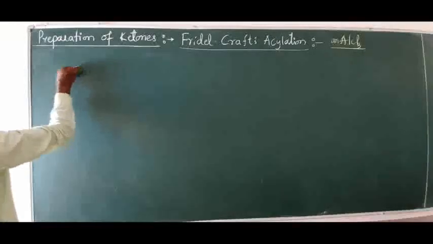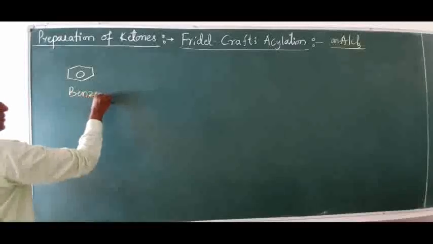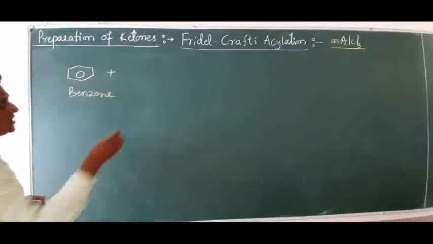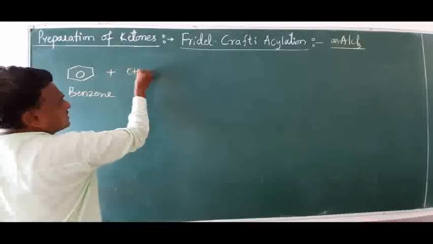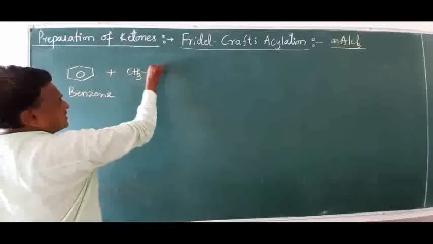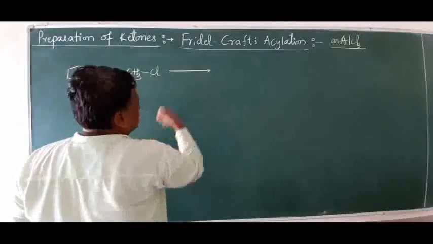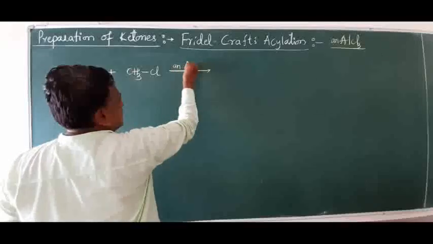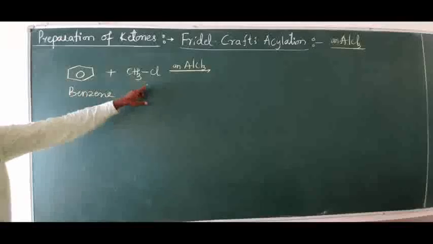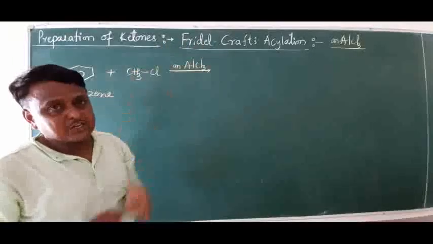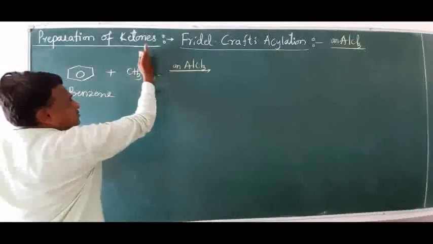What happens when this is your benzene? When benzene reacts with alkyl halides, you can use any alkyl halide, for example CH3Cl. This is your alkyl halide. When this alkyl halide reacts with anhydrous aluminum chloride, it is alkylation. In the place of this alkyl, we can use acyl groups.